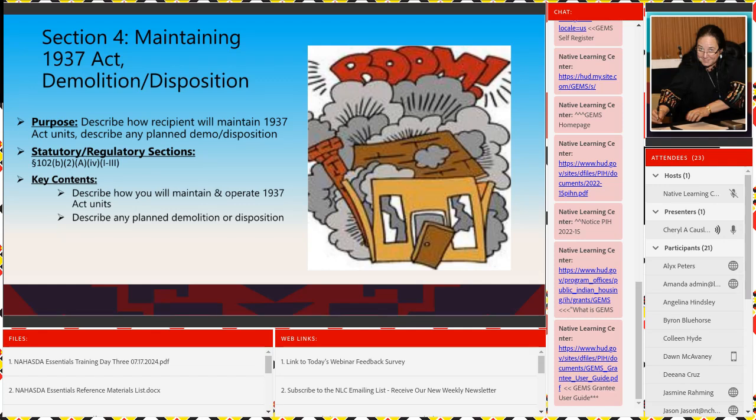How you're going to maintain those 1937 Housing Act units. You describe any planned demo dispo. We had to get statements from Indian Health Service, show them all of the background, proving that it was cheaper to do that, more cost efficient. And how you're going to maintain those units, what you're going to do with those tenants in the meanwhile, and how long it's going to take you to do it. But they want you to do it within a year so you don't lose that subsidy, okay? There's the statutory and the regulatory sections, 102(b)(2). It tells you it's a statute.